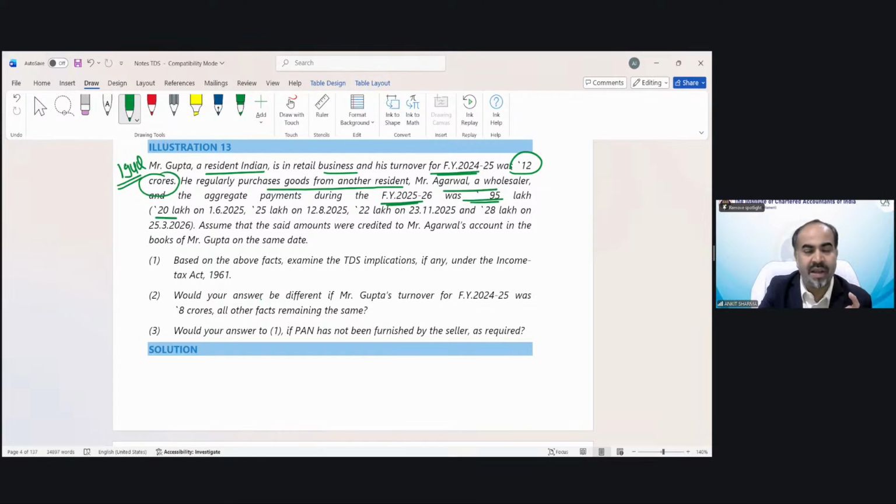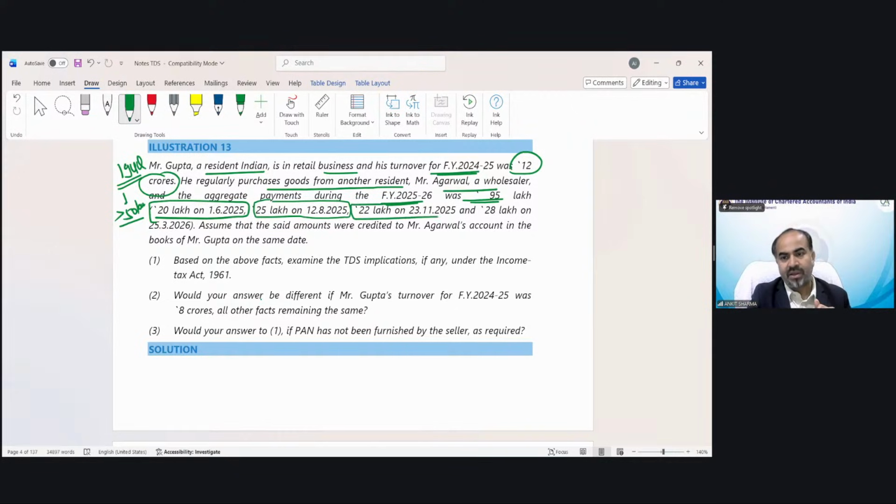20 lakh on 1st June 2025. So for section 194Q, the payment must exceed 50 lakh rupees. So on 1st June, the payment was only 20 lakh. So no need to deduct TDS. Then 25 lakh on 12th August 25. Again, the total is now 45 lakh. No requirement of TDS. On 23rd November, there is one more payment of 22 lakh. Now it has exceeded: 20, 25 and 22.